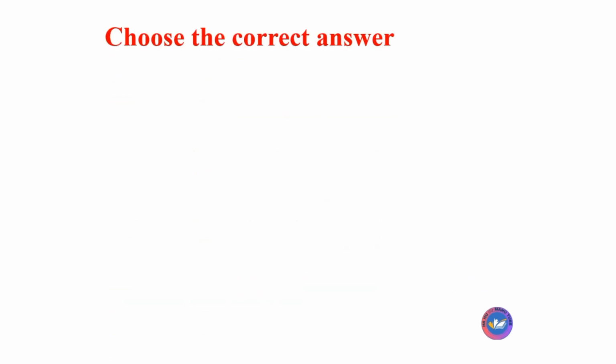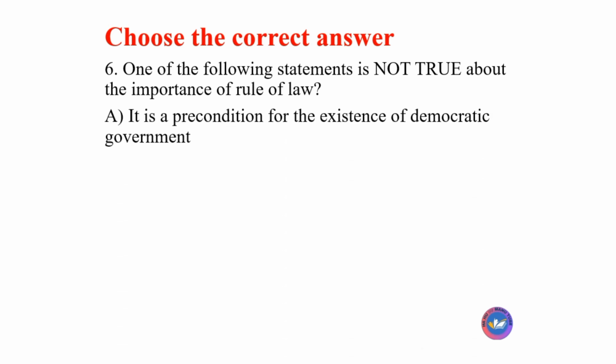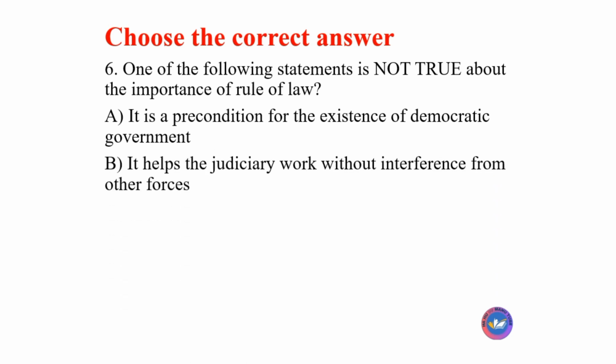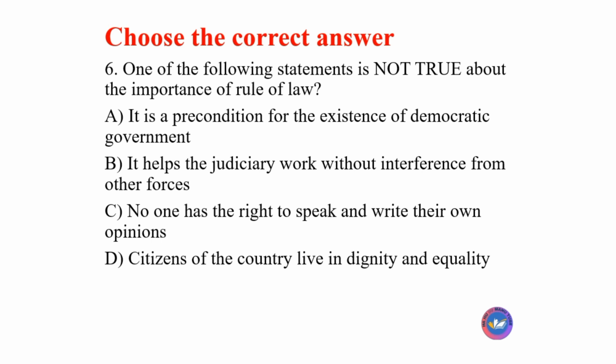Choose the correct answer. Question number 6. One of the following statements is not true about the importance of rule of law. A. It is a precondition for the existence of democratic government. B. It helps the judiciary work without interference from other forces. C. No one has the right to speak and write their own opinions. D. Citizens of the country live in dignity and equality.